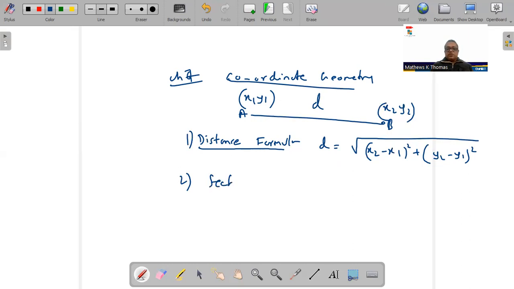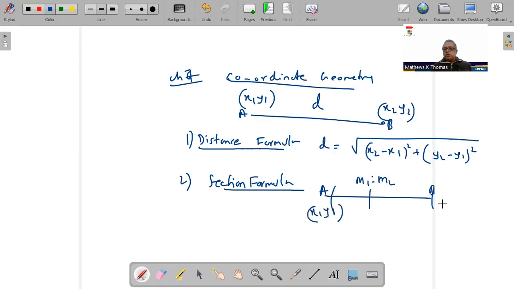Second, you have the section formula. Now, what is the section formula? Whenever there is a question of ratio or you want to find out the ratio, then this is used. So the ratio is represented by m1, m2. The first coordinate is x1, y1. Coordinate of B is x2, y2. So this is x1, y1 and this is x2, y2, and you want to find out the ratio in which a point P divides this line AB.